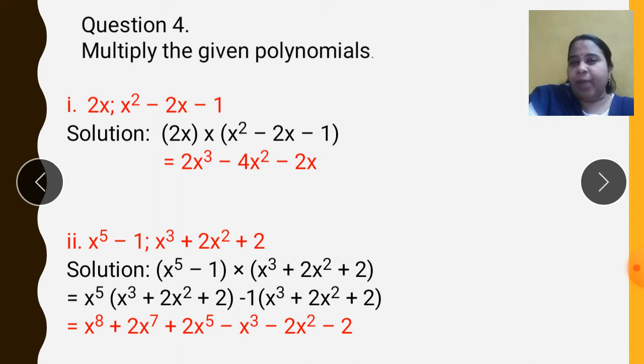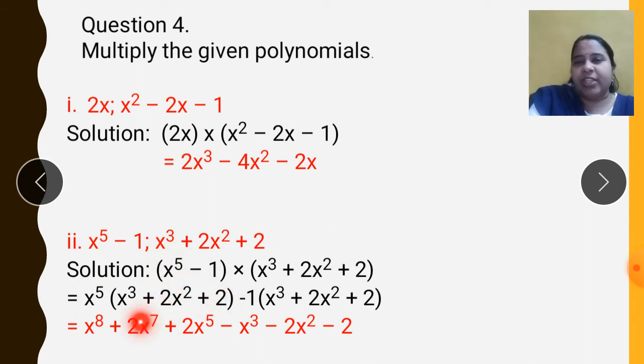We are not multiplying this index. We are adding it, m plus n. That is the reason it is 5 plus 3, 8. It is not 5 into 3, 15. Remember this. Laws of indices, a raised to m into a raised to n is a raised to m plus n. So you need to do 5 plus 3, that is 8. Same way here, 5 plus 2, that is 7.